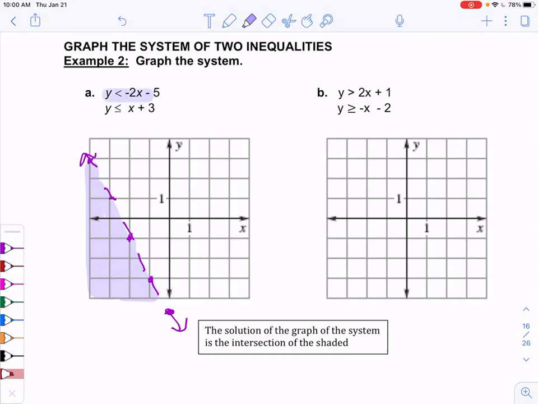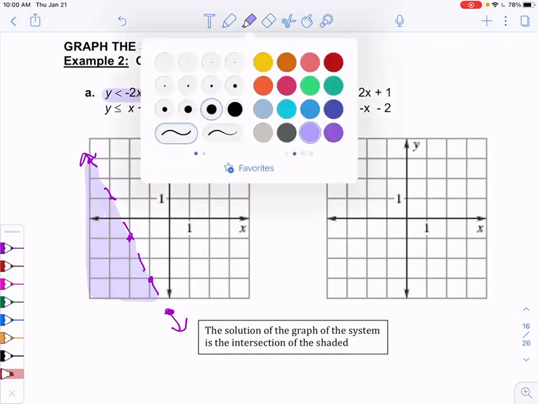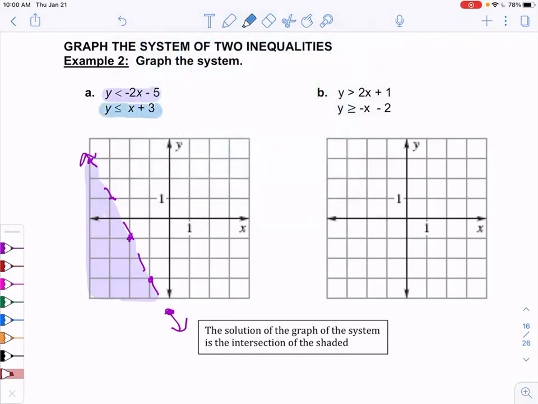And it really helps if you use purple for the top equation, and then we can use blue for the bottom equation. That way you can see which one is which, and it might help you out. I guess blue and purple are pretty close. Yeah, maybe green. Yeah, green looks good. That's much better.